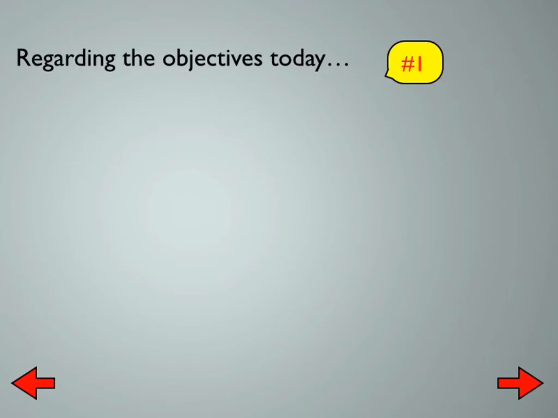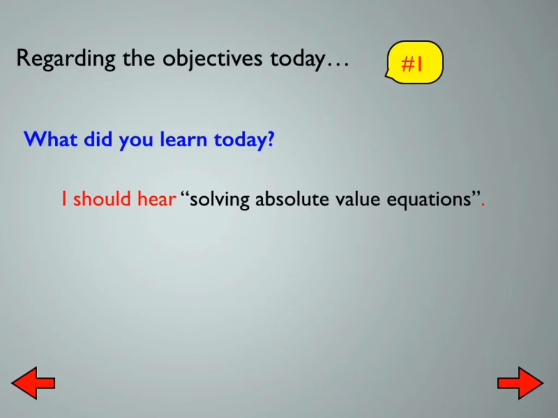All right, quickly turn to your shoulder partner. The ones will start the conversation. I only want to spend about 20 or 30 seconds on this. What did you learn today? Just a second ago, you said, I learned how to solve absolute value equations. That's basically what we did.